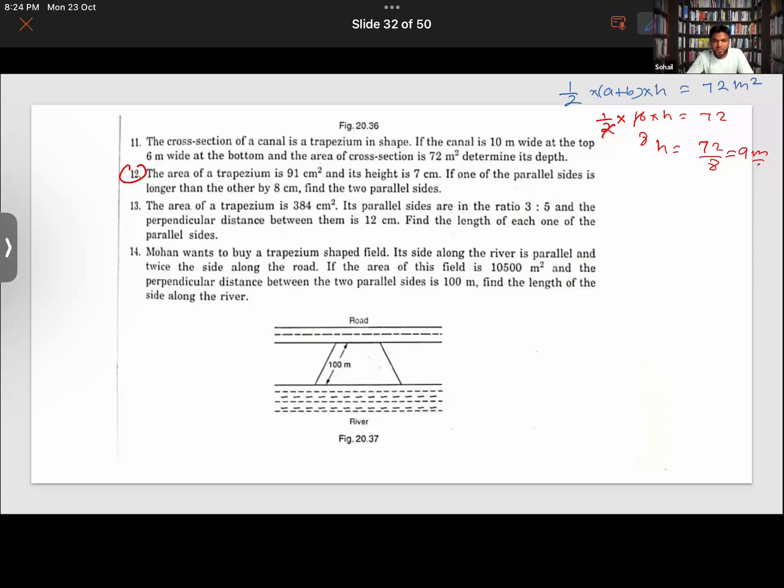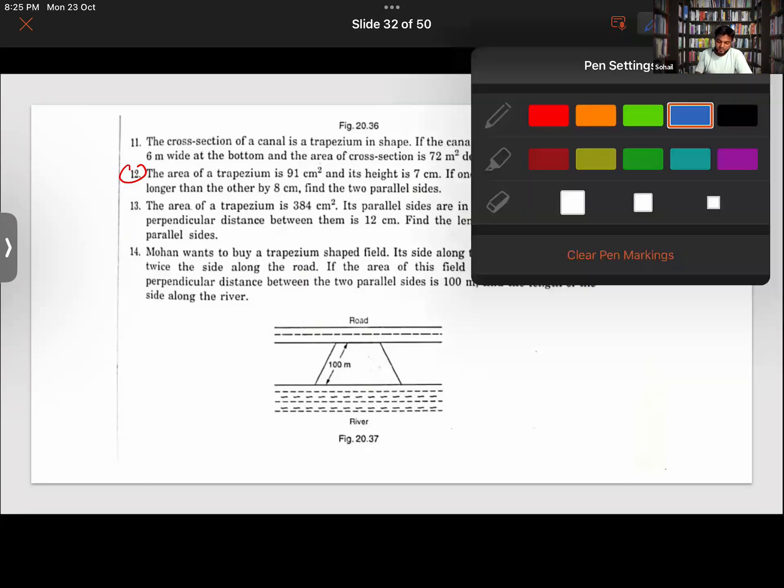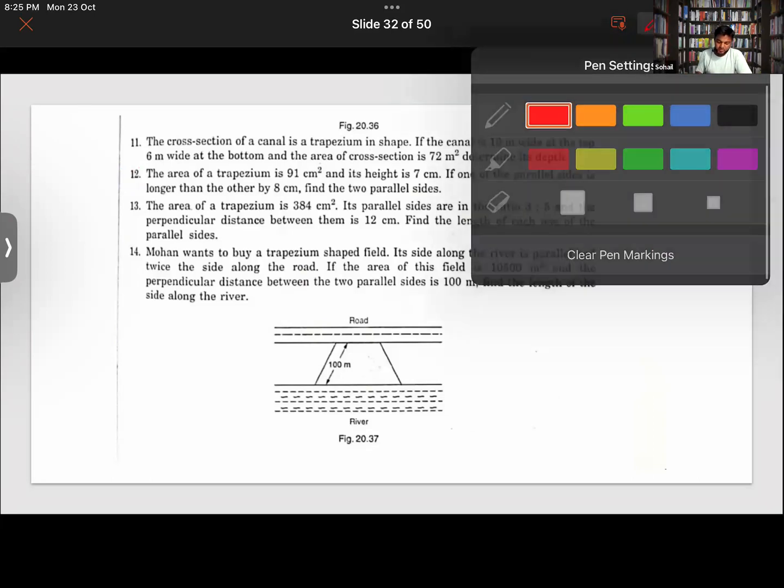Having any difficulty? So what have you done so far? I did 91 centimeters square equals half times 7 multiplied by (8 plus b). Look, you have taken only one of the sides. What about the other one? It's not given, right? None of the values of the sides have been given. We have to assume it.